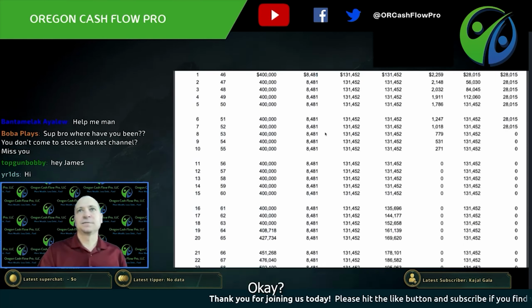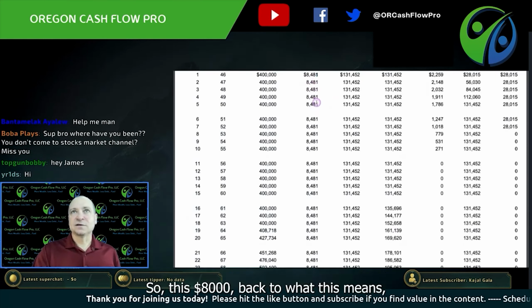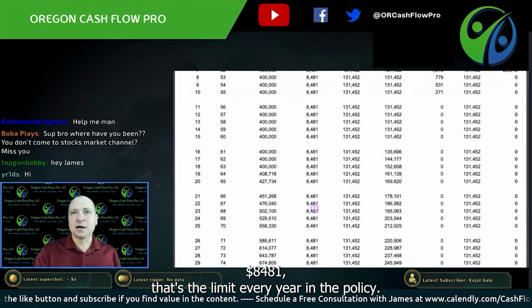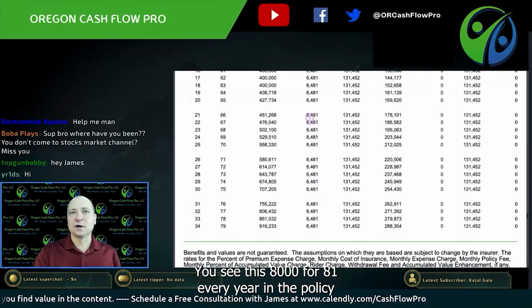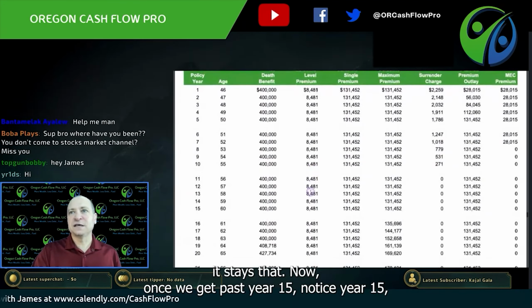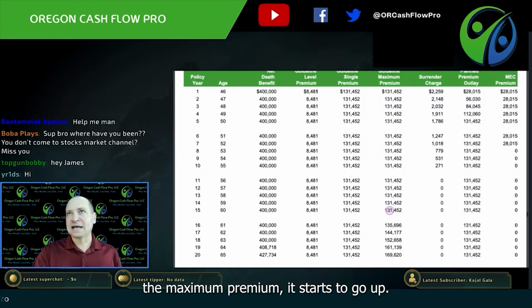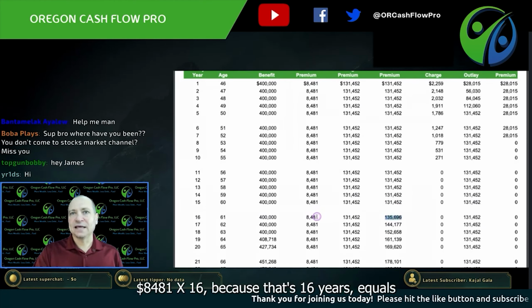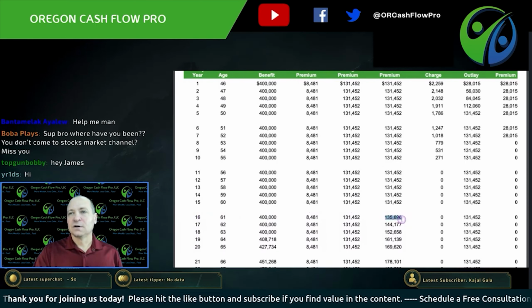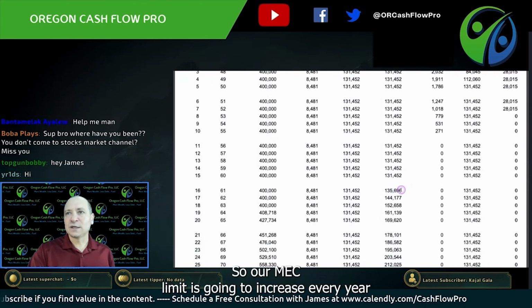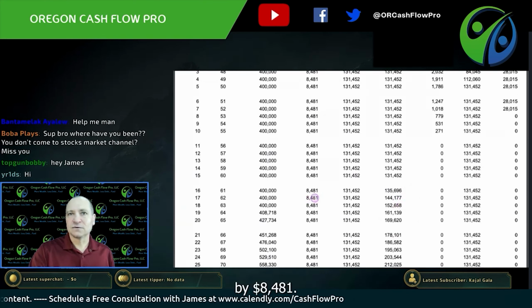Okay. So this 8,481, that's the limit every year in the policy. You can see this, 8,481 every year in the policy. It stays that. Now, once we get past year 15, notice year 15, the maximum premium starts to go up. If we were to do the math, 8,481 times 16, because that's 16 years, equals 135,696. So our MEC limit is going to increase every year by $8,481.